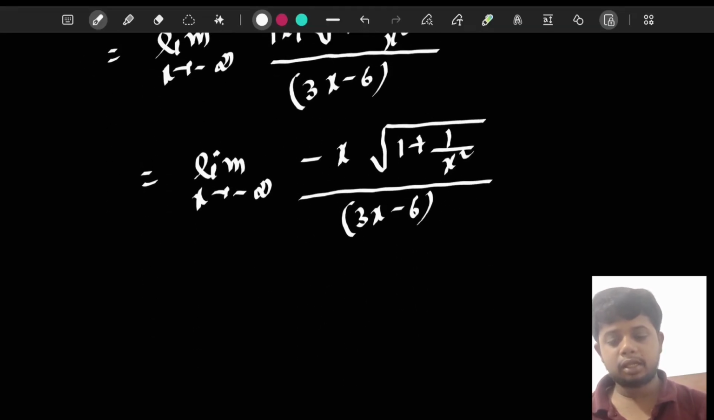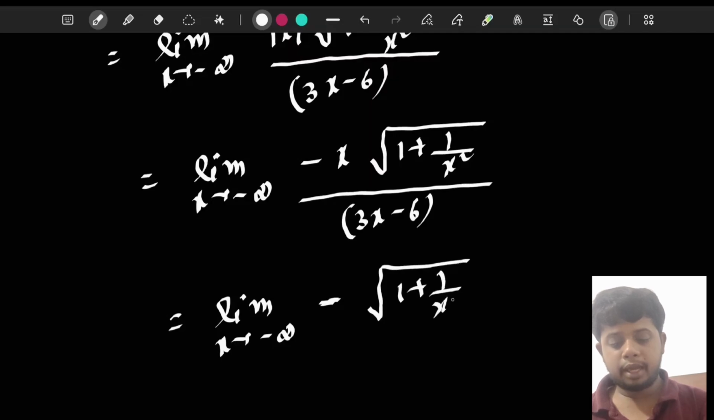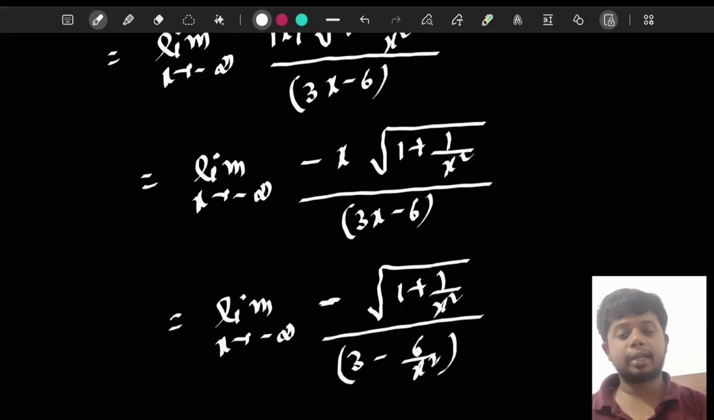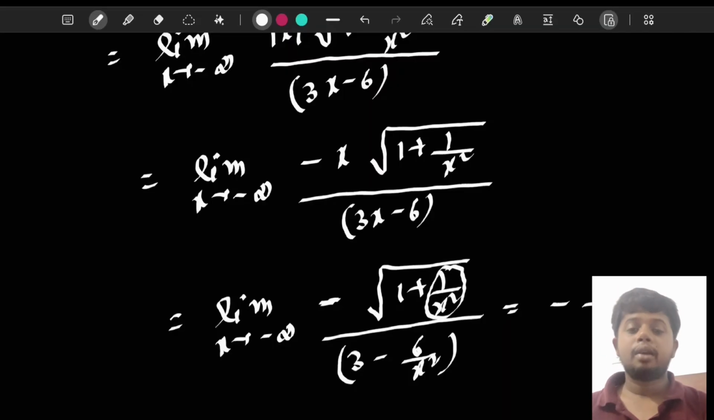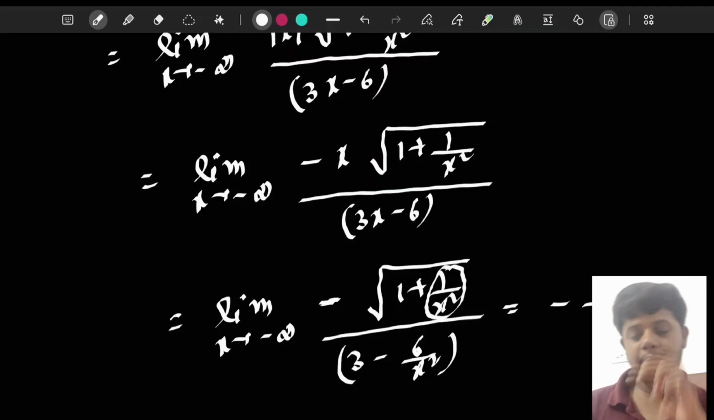Now let's divide by x, numerator and denominator. What will we get? Limit extending to minus infinity, here will come minus under root of 1 plus 1 by x square, and here I am getting 3 minus 6 by x. Now x will go to minus infinity, that means this will go to 0, and here I am getting minus 1 by 3. But why have I discussed this question? The answer will come minus 1 by 3, not 1 by 3.